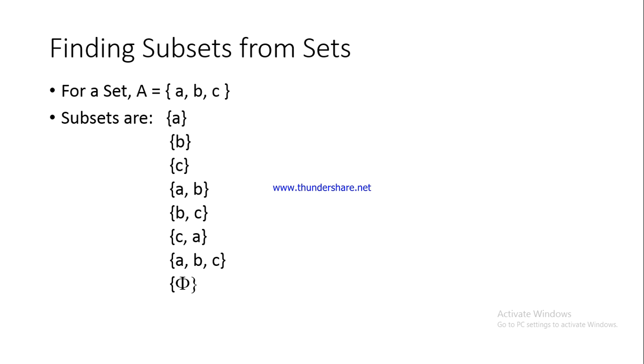And here we can see that there are basically 8 subsets. When we took one element at a time, we got a, b, c. Taking 2 elements at a time, we have got 3 subsets: ab, bc and ca. And taking 3 elements at a time, we got abc. And since phi is a subset of all these sets, so basically we have now got 8 different subsets.